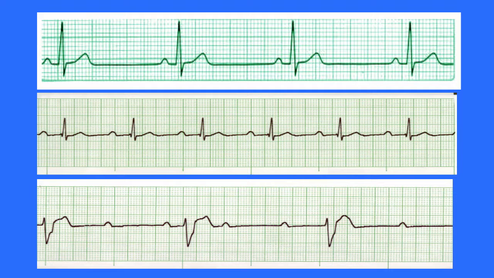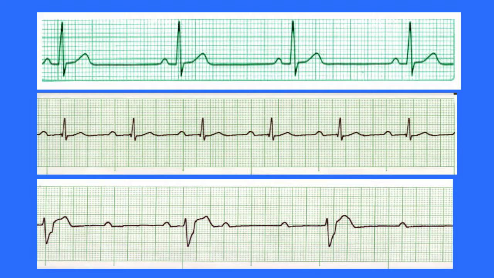On the middle one, second strip down, everything is normal other than one thing. The PR interval is long. There's a long PR interval, and that P wave is conducting these beats, but the PR interval is well over the 5-box limit, and there are no drop beats, so this is first degree AV block.